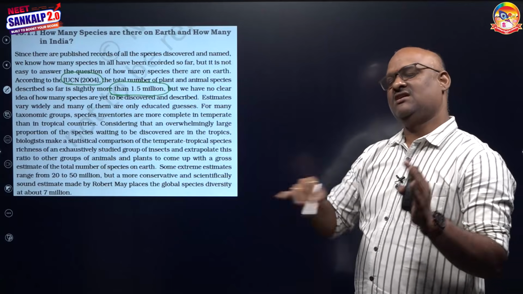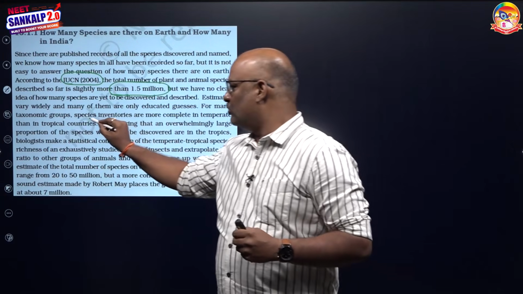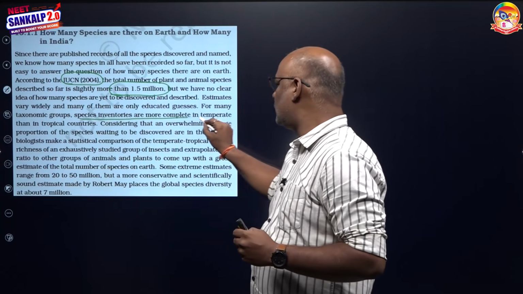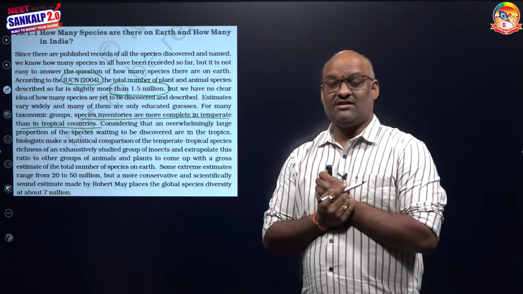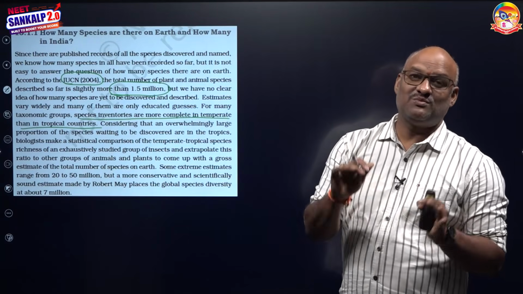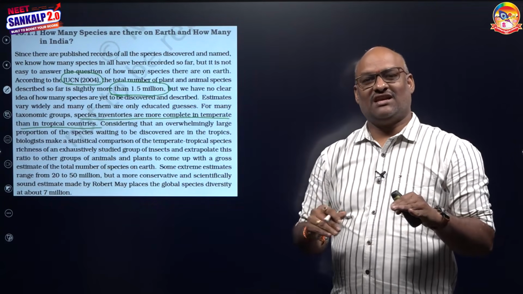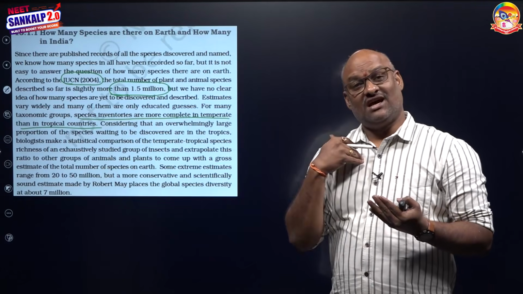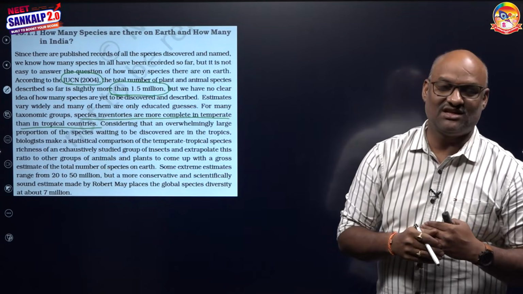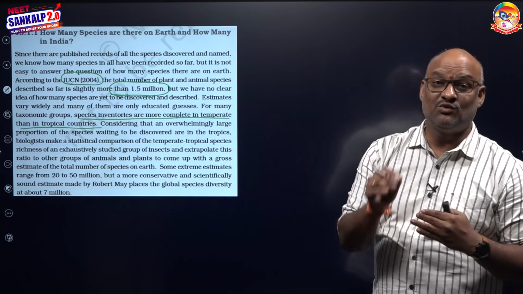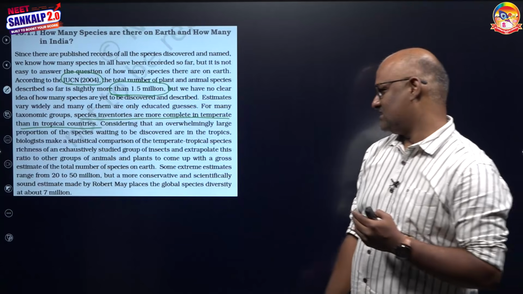This is just an estimate and there are some other estimates which also differ. For many taxonomic groups, species inventories are more complete in temperate regions than in tropical countries, because in temperate regions the number of species is less when compared with the tropical countries. So, if the number of species is less, identifying the species and discovering new species is easier when compared with the tropical regions. That is why species inventories are more complete in temperate regions rather than the tropical regions.